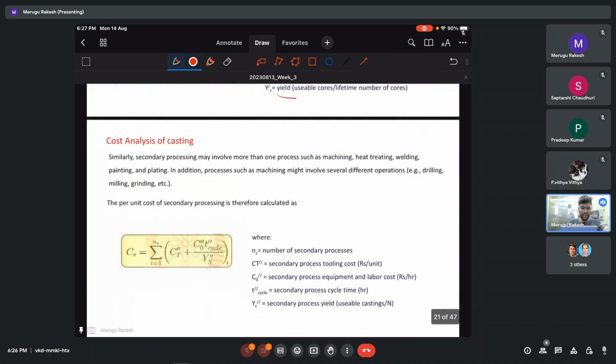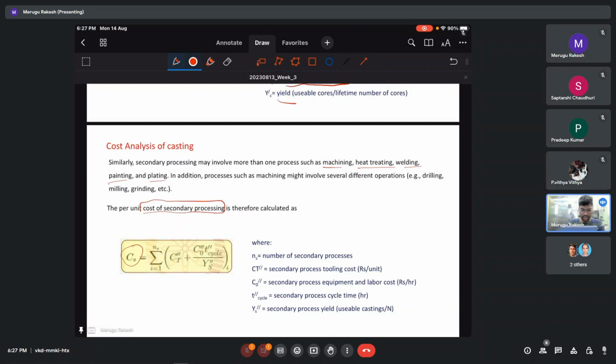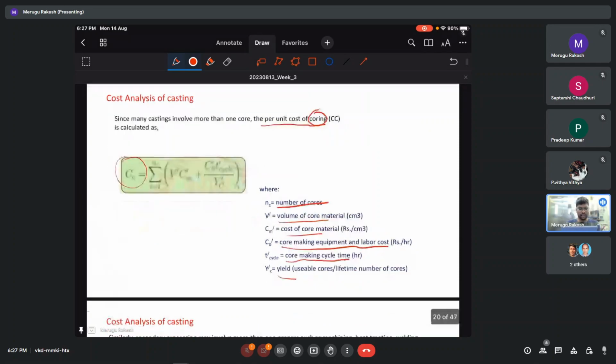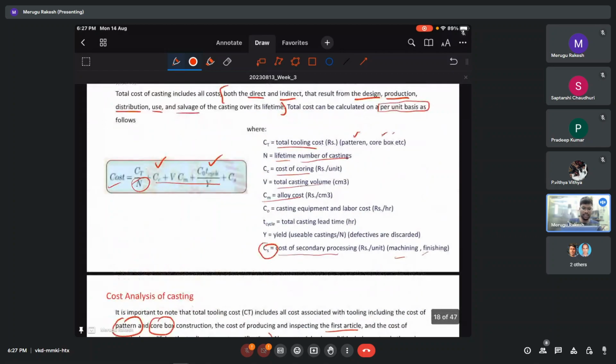Then we have the unit cost of the casting's secondary processing, such as machining, heat treating, welding, parting, and planing. All these are involved in the cost of secondary processing. It is also a summation over the number of secondary processes, NS. CD is the secondary process tooling cost, plus secondary process equipment and labor cost, which is divided by the secondary process yield and multiplied by the total cycle time. This gives you the CS value.